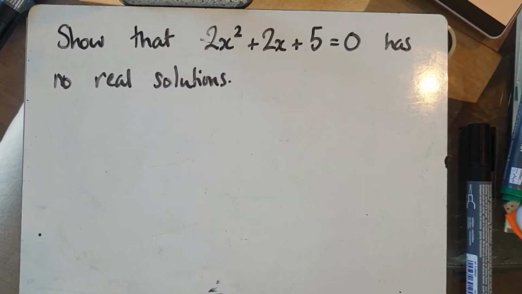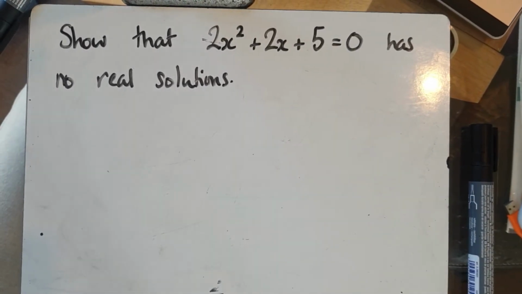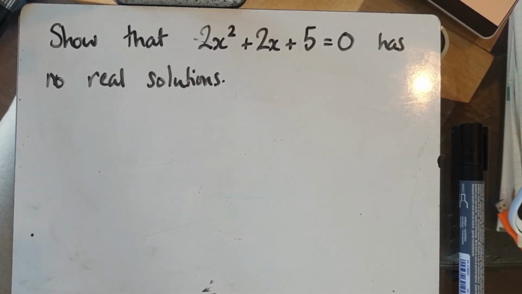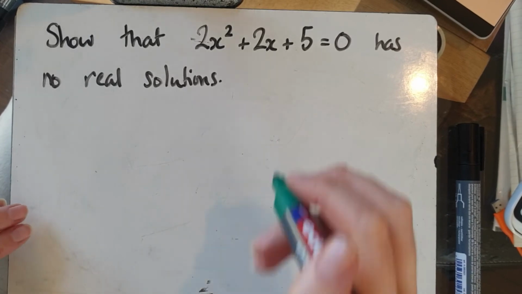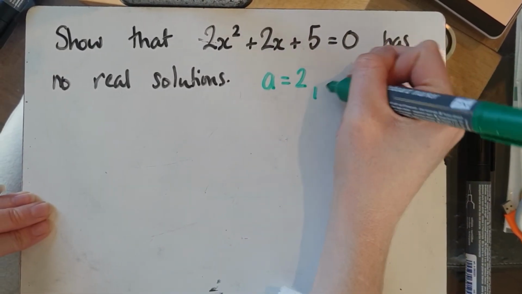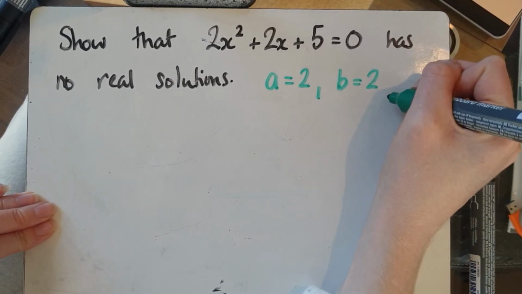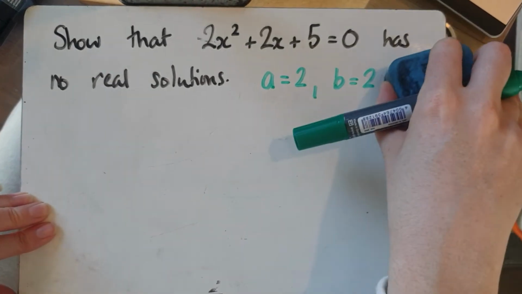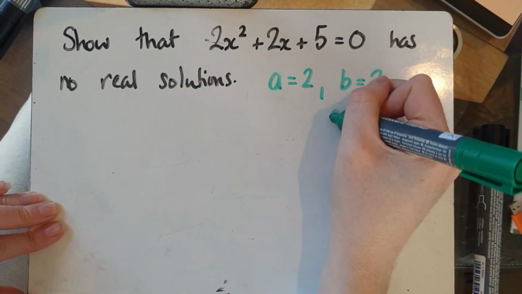Next example, show that 2x squared plus 2x plus 5 equals 0 has no real solutions. We're going to use the quadratic formula. a is 2, b is 2, and c is 5. I've just realised you can't see that, so let me just get rid of that. c is 5.